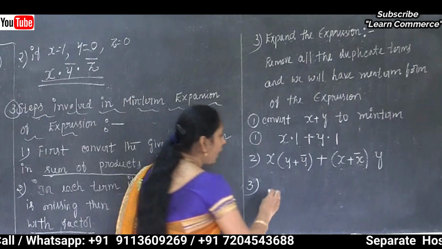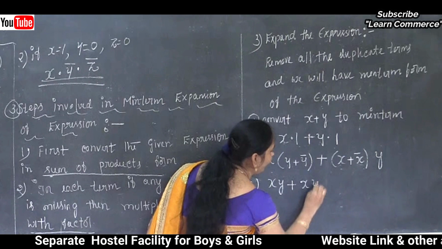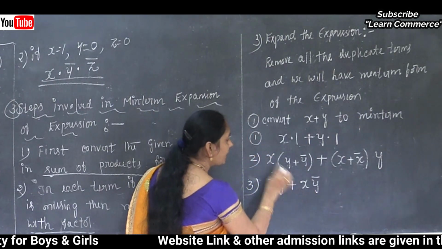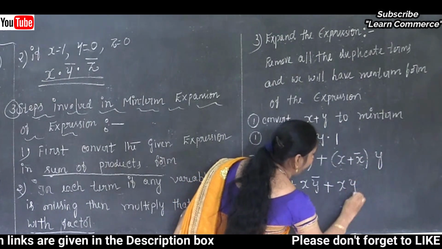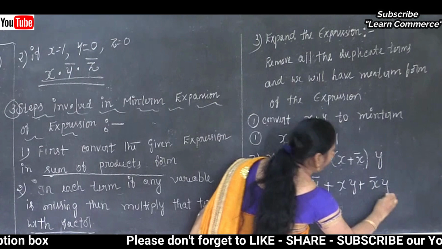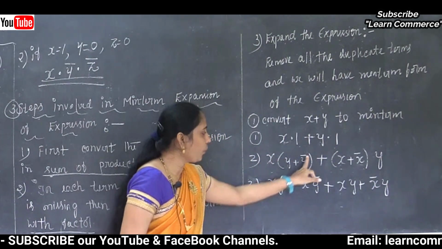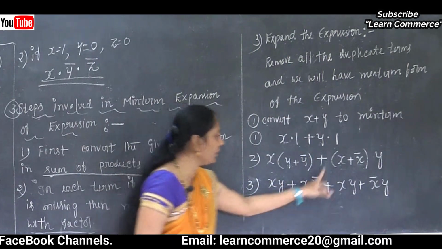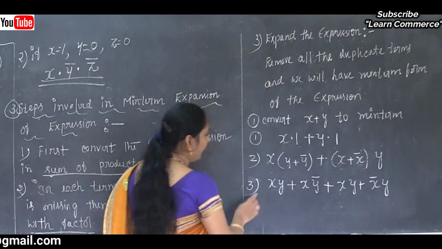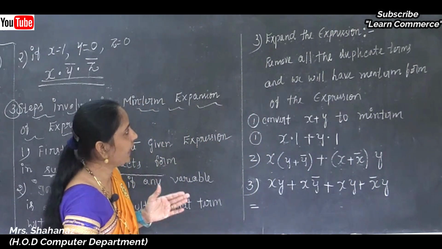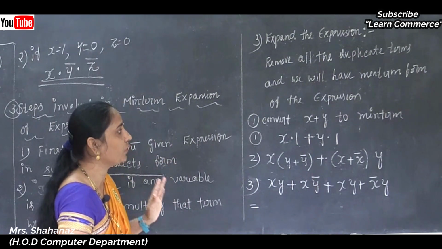Now our third step, that means expand the expression. So how to expand? I am going to expand: xy plus x complement of y, plus later the next one, xy plus complement of x y. Clear this point here? So after expanding the expression, the next step is to remove all the duplicate terms, and we will have the minterm form of the expression.